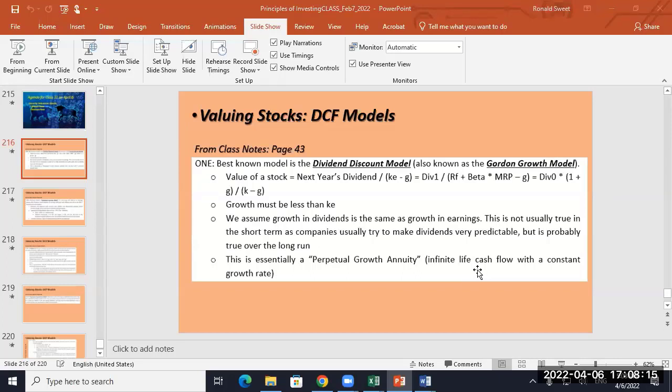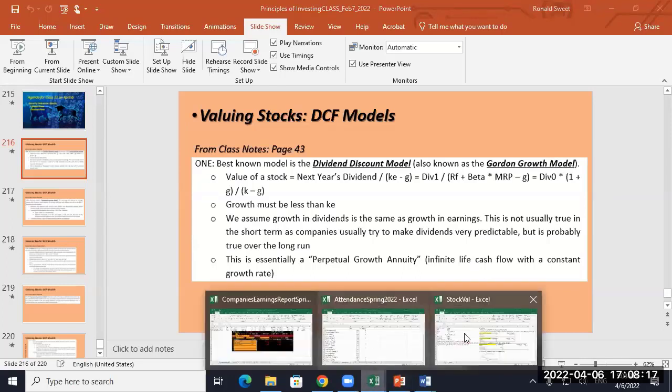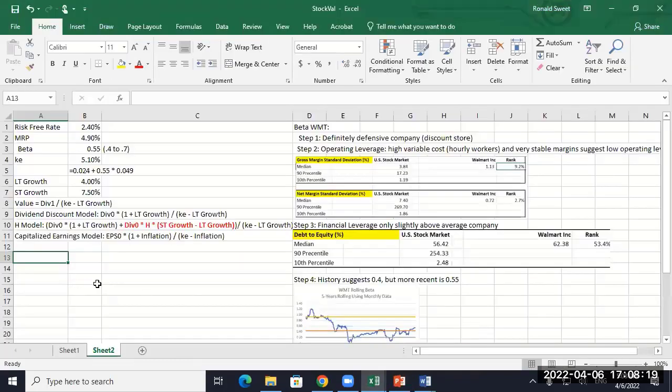So let's quickly do them because we got just enough time. We can do them. Dividend discount model, cap earnings, H model.